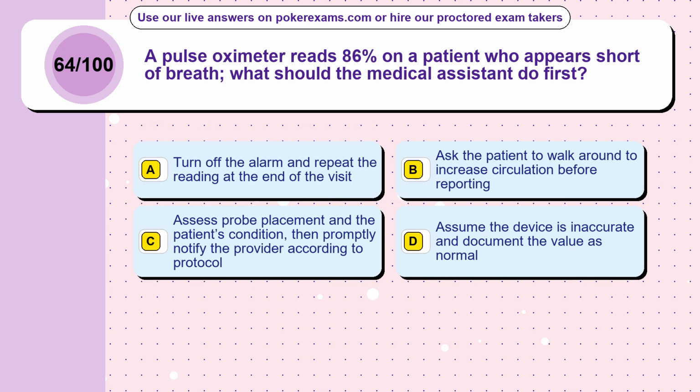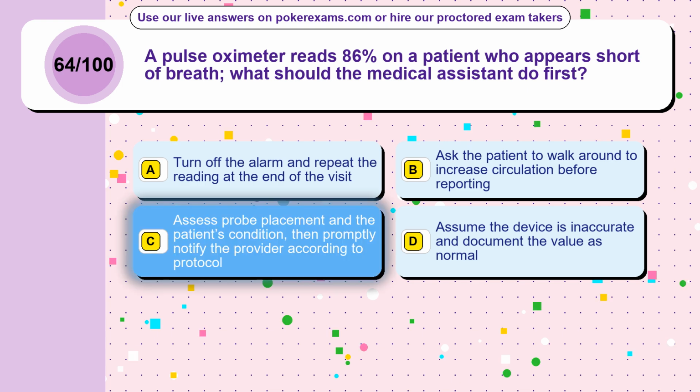Question 64. A pulse oximeter reads 86% on a patient who appears short of breath. What should the medical assistant do first? Option A. Turn off the alarm and repeat the reading at the end of the visit. Option B. Ask the patient to walk around to increase circulation before reporting. Option C. Assess probe placement and the patient's condition, then promptly notify the provider according to protocol. Option D. Assume the device is inaccurate and document the value as normal. The correct answer is option C.